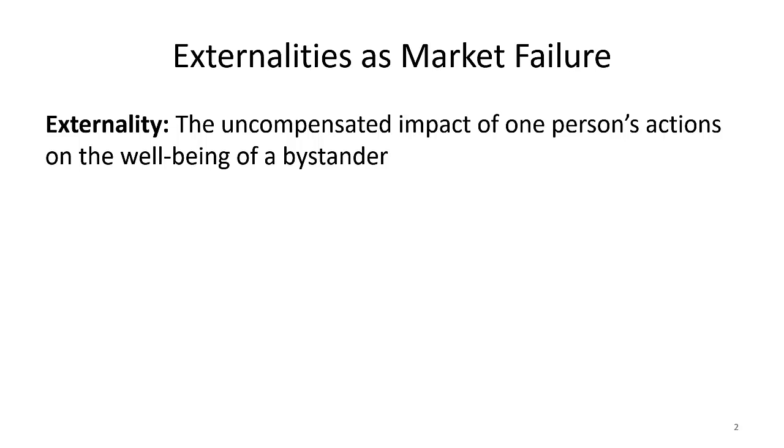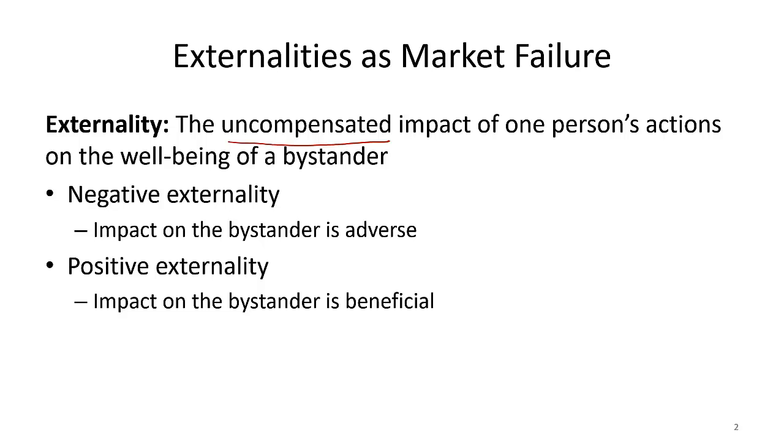This is an uncompensated impact of one person's actions on the well-being of a bystander. So this is uncompensated. That means nobody is compensating for that. Now, if you're compensating for that, then the costs are internalized, or there are no uncompensated costs or benefits. Let me give you examples of this. First, there is negative externality. That means the impact on the bystander is adverse. That means my actions can have a negative impact on somebody else.